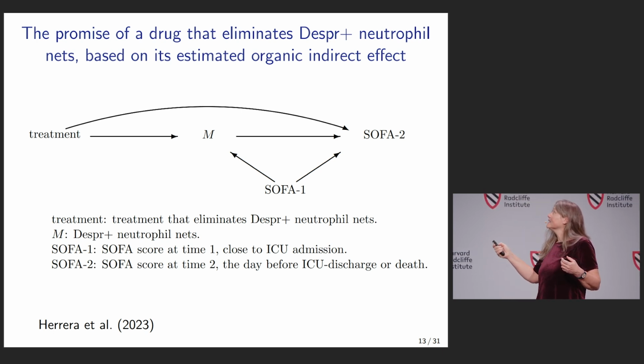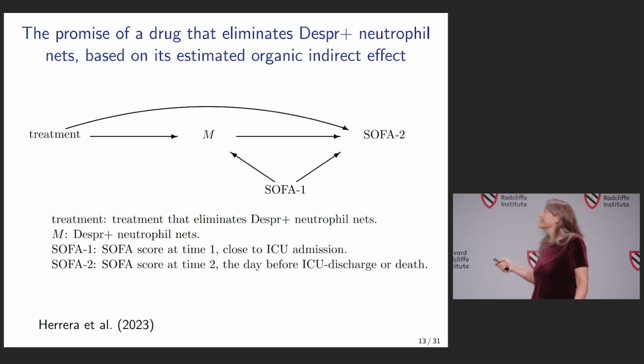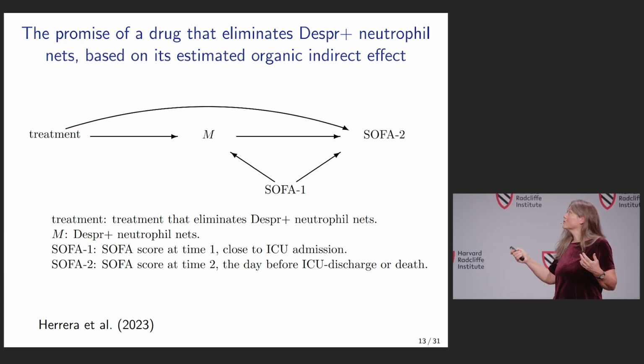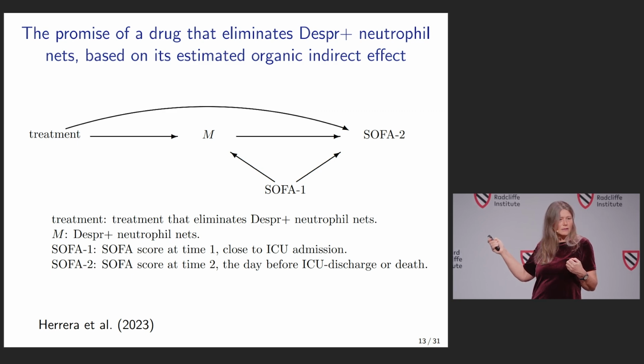But then we look at this arrow. We want to know how this absence of DNase-positive neutrophil NETs will then affect the SOFA score at ICU discharge. For that, we need this SOFA score at baseline as well, because otherwise we don't know, when these neutrophil NETs have been eliminated, how these people will fare. That will depend on how they were at the start. At least in theory, it may depend on that.